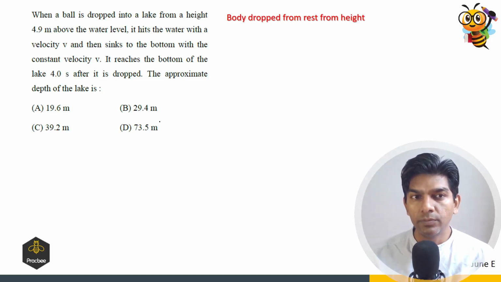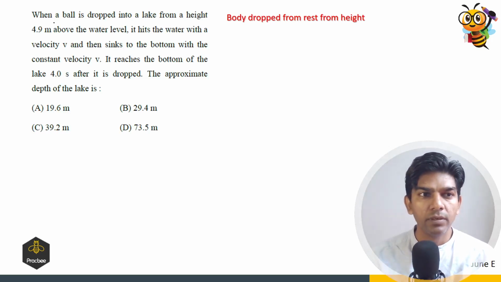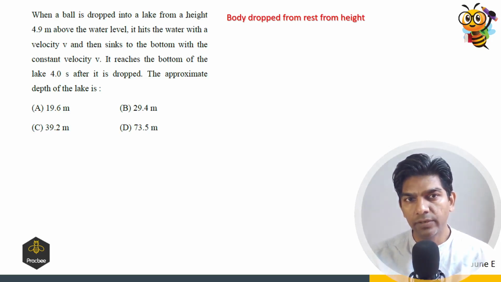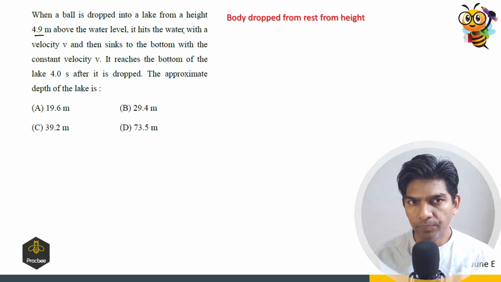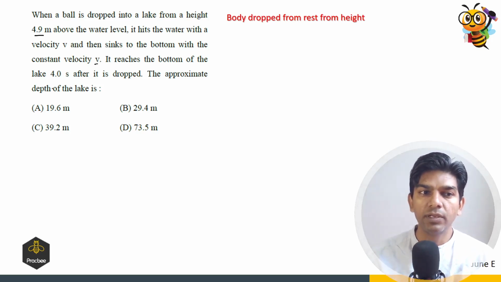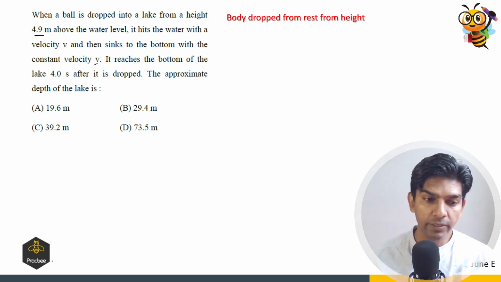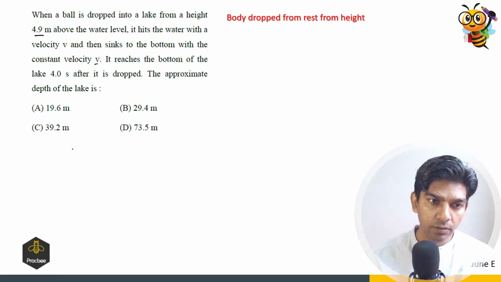Now let us see another problem based on the same problem type. When a ball is dropped into a lake from a height of 4.9 meters above the water level, it hits the water with a velocity v and then sinks to the bottom with a constant velocity v. So it means as soon as it hits the water, it acquires terminal velocity and keeps on moving with the same velocity. It reaches the bottom of the lake 4 seconds after it is dropped, right? So the approximate depth of the lake.